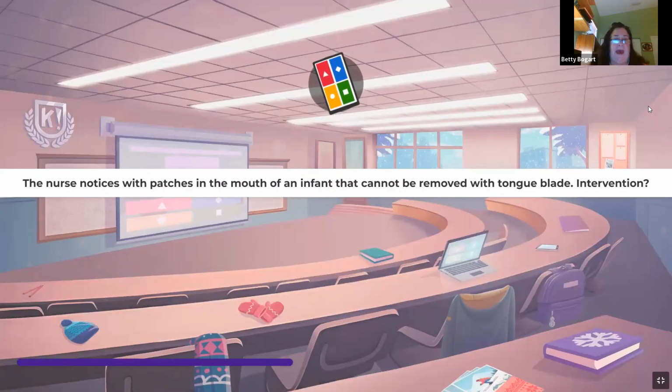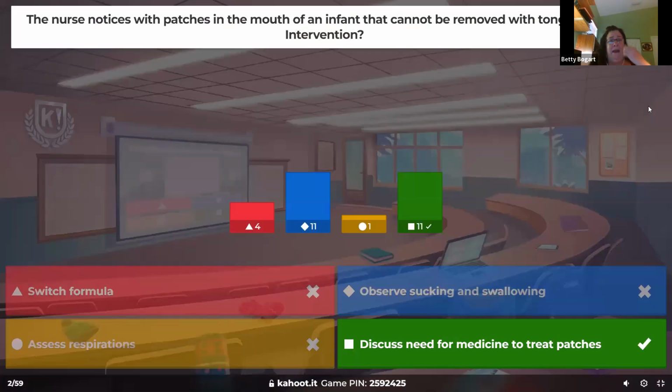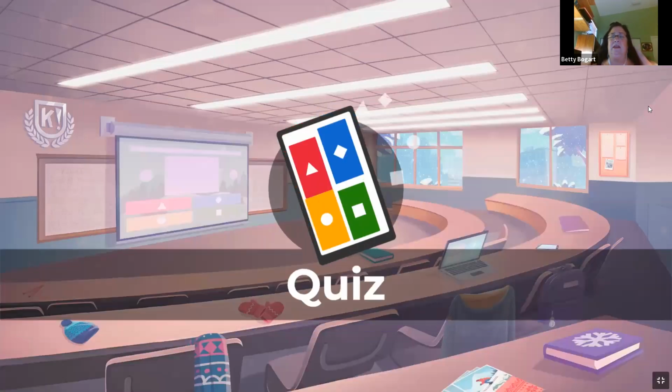The nurse notices white patches in the mouth of an infant that cannot be removed with a tongue blade. Intervention. Sorry, I spelled that wrong. For some reason, I've been dyslexic these days and miss letters and switch them. So white patches in the mouth is probably a yeast infection, all right? It's thrush. If you can't remove it, it means it's not just milk that's sitting there. It's probably an infection and it's going to need medication. They use nystatin, a little liquid. They put a little on each side of the mouth and treat it that way. Just like powder is used for the diaper area, it is a yeast. Hongo, as the Spanish say, or it's also called thrush. And not being able to remove it is the key thing there.